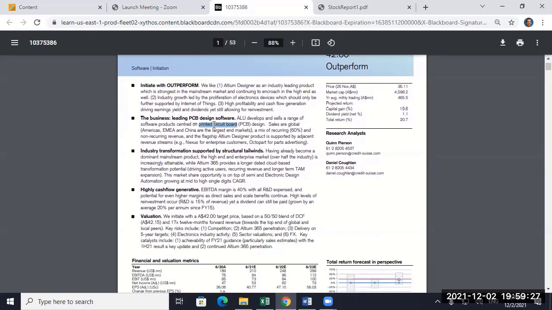I don't know what a printed circuit board is, but at least they gave me the acronym. I've seen a lot of sell side where their acronyms throughout have no explanation. Never use an acronym. You don't say what it is.